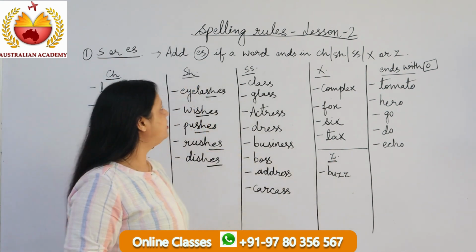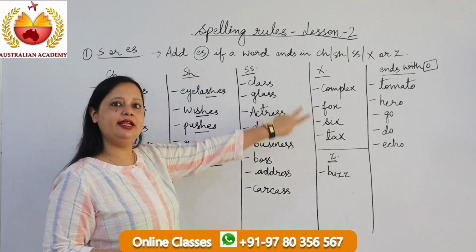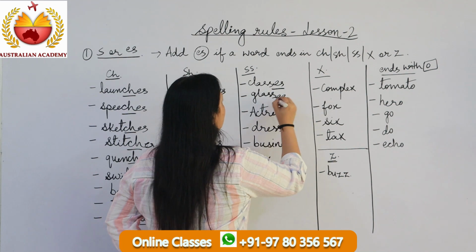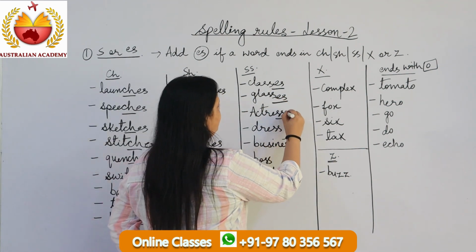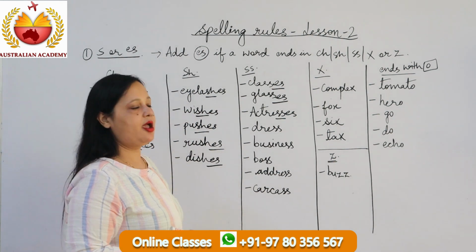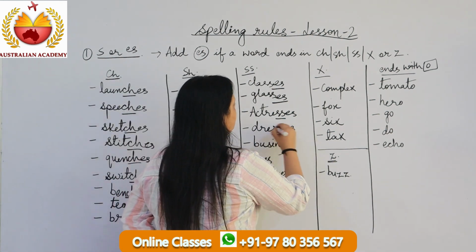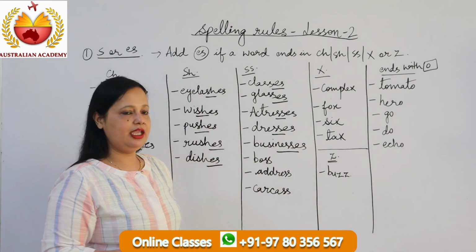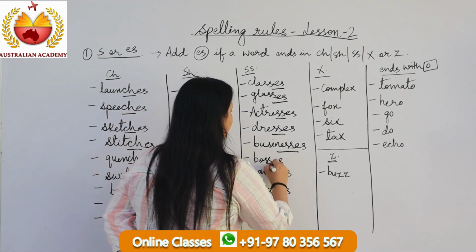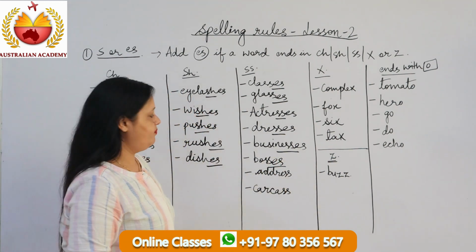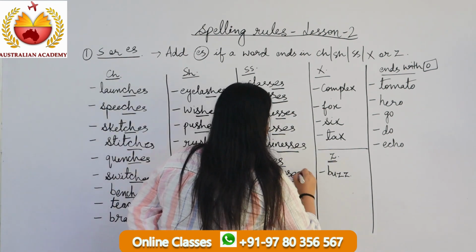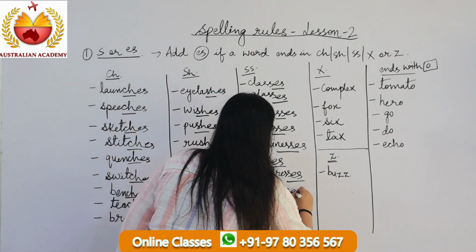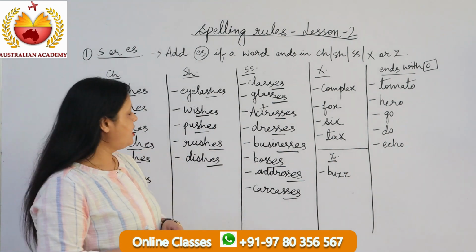Clear? Another example is ss, when you have a double s at the end, like class. We make it classes. Glass becomes glasses. Actress, double s, actresses. Dress, double s, dresses. Business becomes businesses, es. Then boss, we add es and it becomes bosses. Address becomes addresses. Then carcass, we add es and it becomes carcasses.